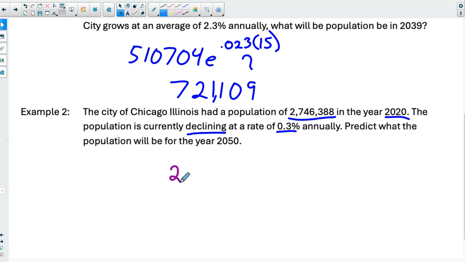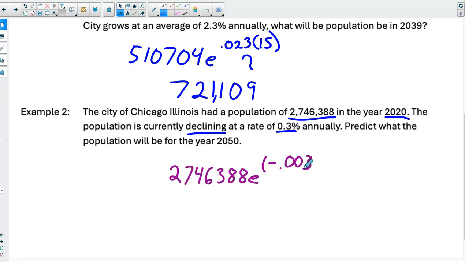So I'm going to start with my current population, which is roughly 2.7 million. I'm going to go times e. What is my rate? 0.7. No. So remember in your simple interest formula, we had 1 plus or minus r. So we would subtract if we were taking away, but we don't have a 1 this time, and that's weird for a lot of people. So instead, I'm actually going to just have a negative 0.003. We'll talk about why that works in just a moment.